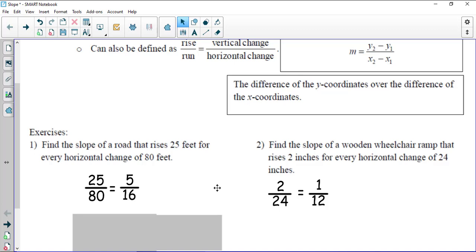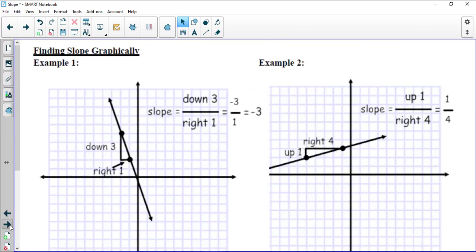But we can sometimes also see slope written as percentages, like I said, when we talk about the percent grade of a hill or on the side of a mountain, for example. If you're going on a hike would be another example you might see that. All right, let's take a look at finding slope graphically.